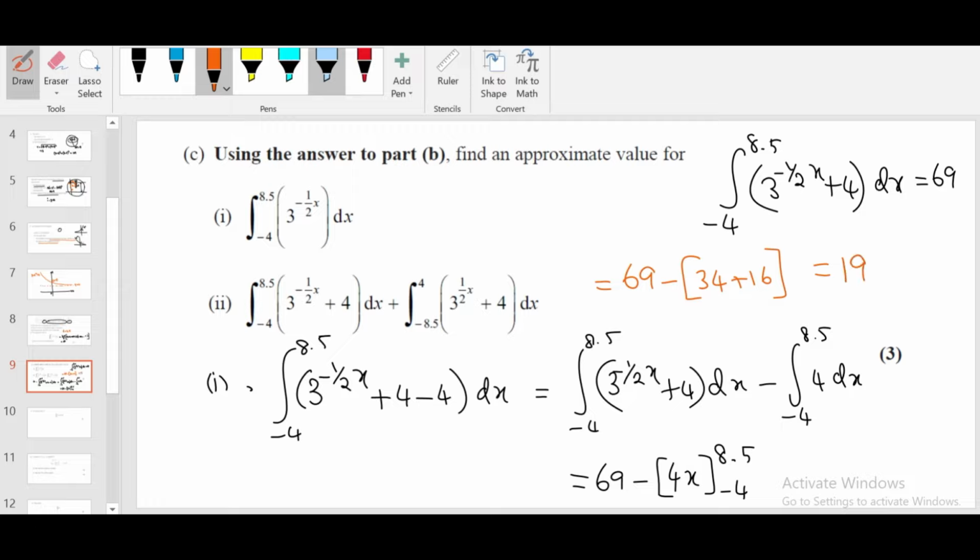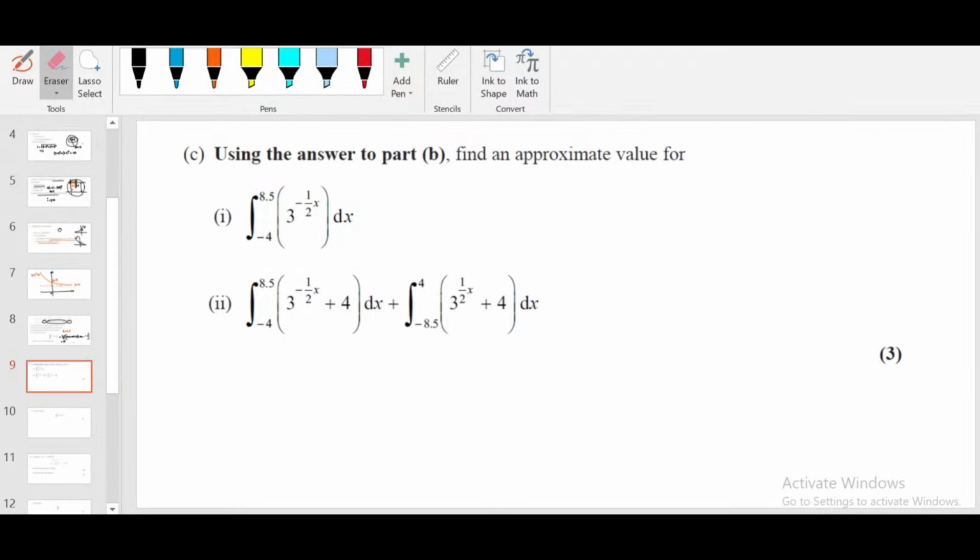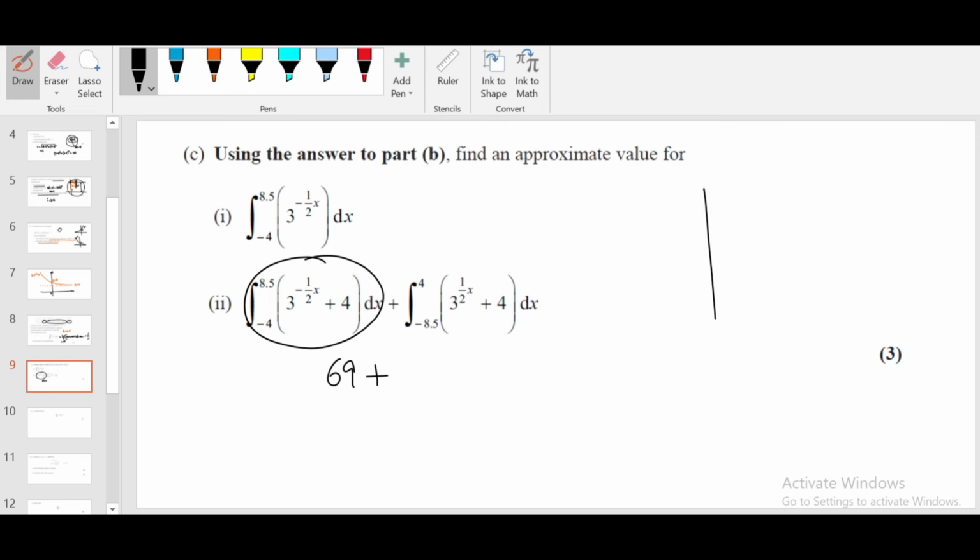That's the answer, 19. I'm going to explain the double now, so you need to listen to me carefully. We have two integrals actually. This is the same as the one we got in the previous part. The answer is 69 plus. And the graph is this actually. This is the graph we got.